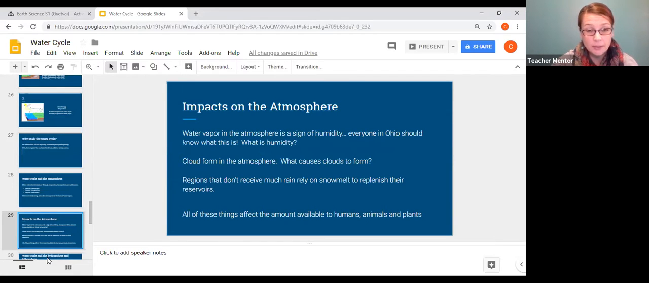And so impacts on the atmosphere. Water vapor in the atmosphere is a sign of humidity. And like everyone living in Ohio, we are probably pretty familiar with humidity. What exactly is humidity? What do you think? Water in the, how can I explain this?